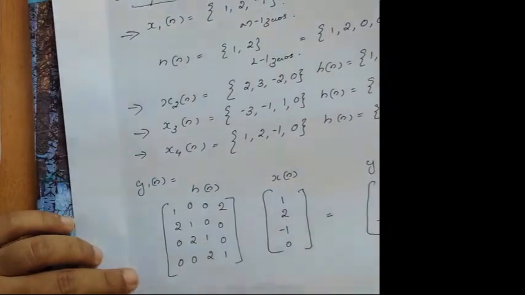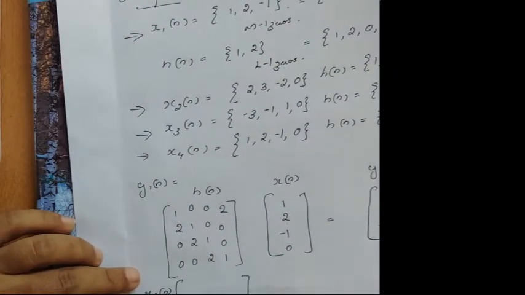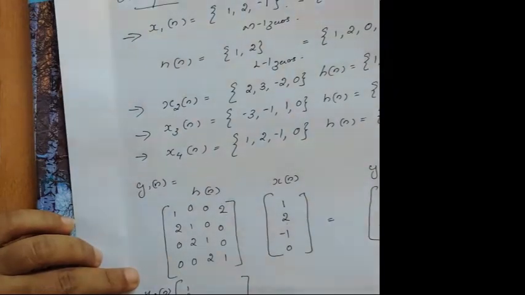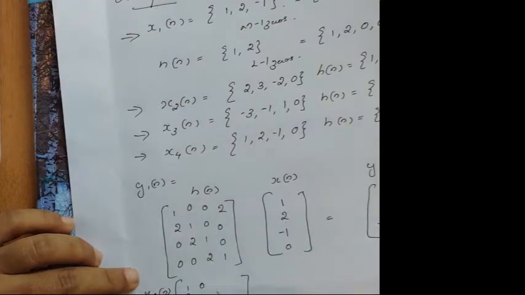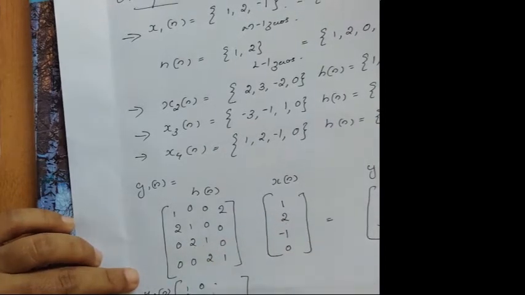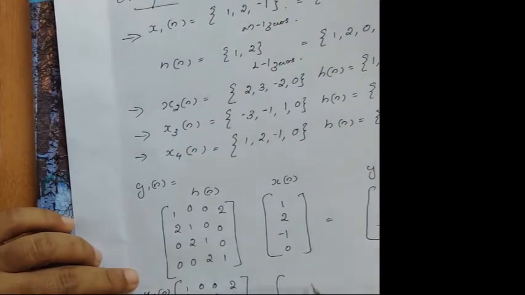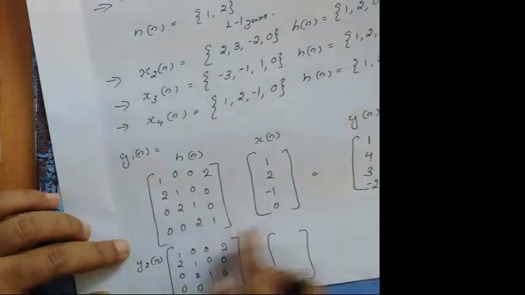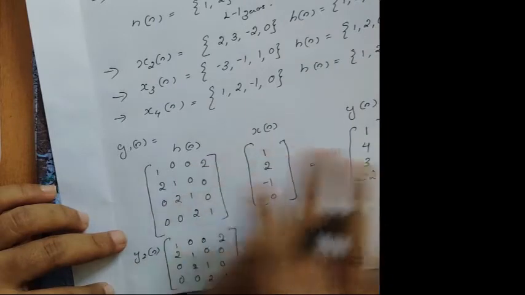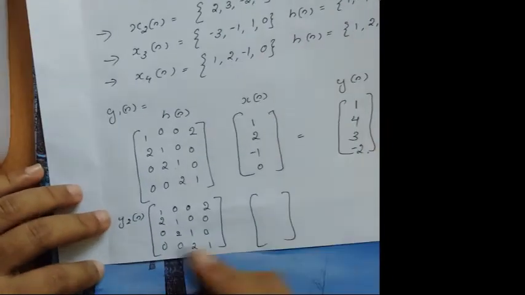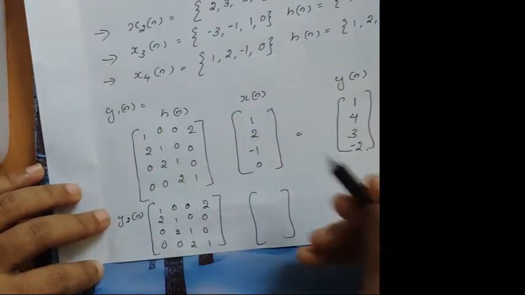You will get 1, 4, 3, minus 2, and y2 of n. Again you have to do the bigger matrix: 1, 2, 0, 0, 0, 1, 2, 0. You can just do it as such. If you interchange them, writing x of n here and h of n there, you won't get this answer and everything will be in a mess. So always remember, h of n should be the bigger matrix.